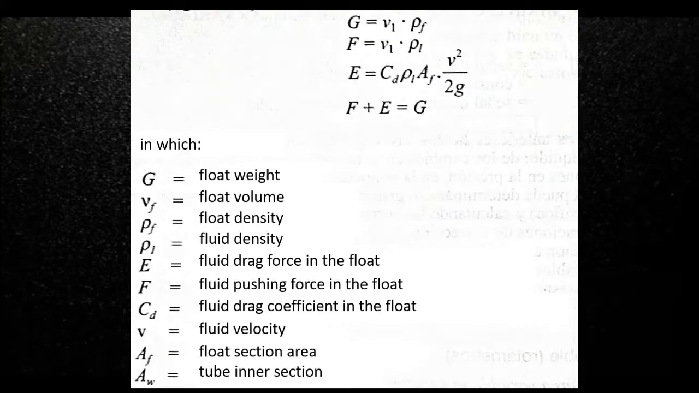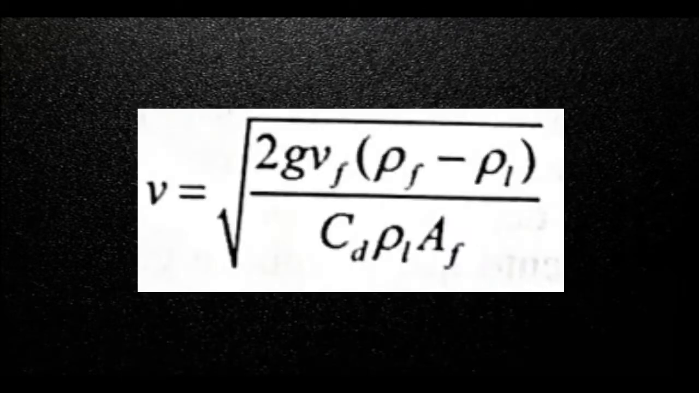The flow depends on the specific weight of the liquid, its viscosity, and the values of the inner section of the tube, since it changes according to the equilibrium point of the float. The equilibrium condition of the float, according to the forces acting on itself, is this, and solving the previous equations results in this.